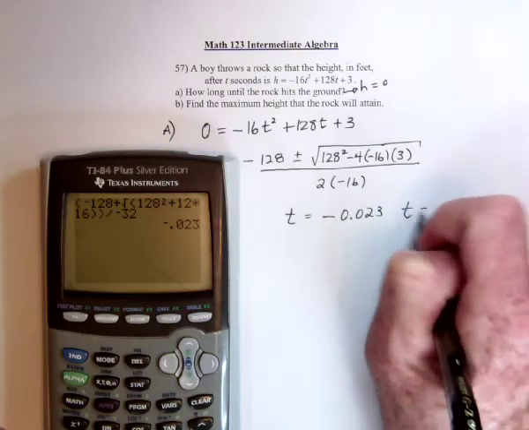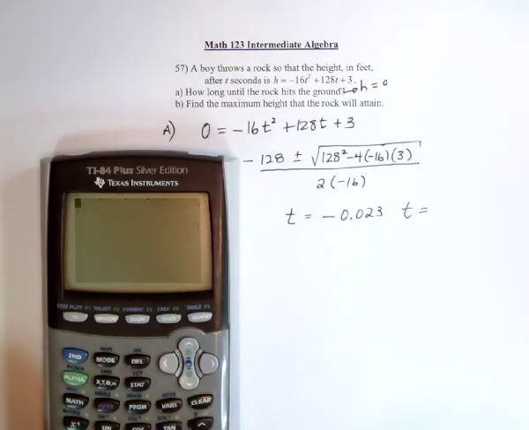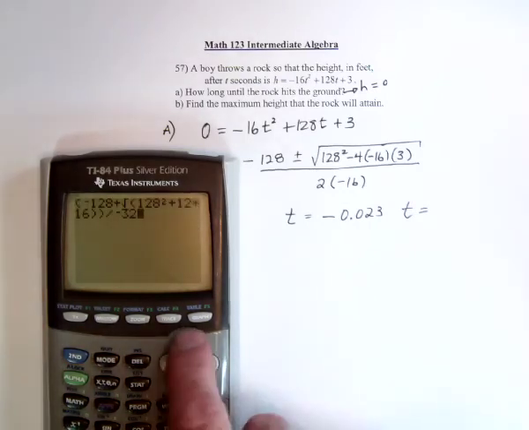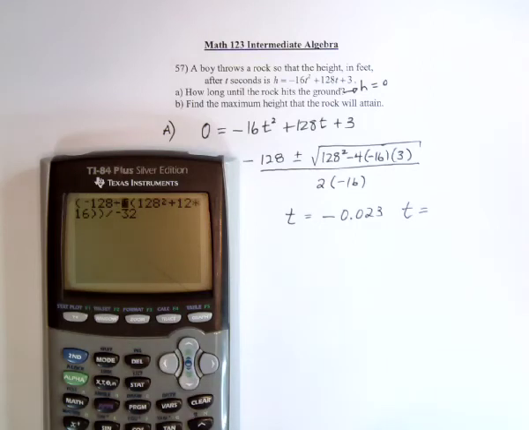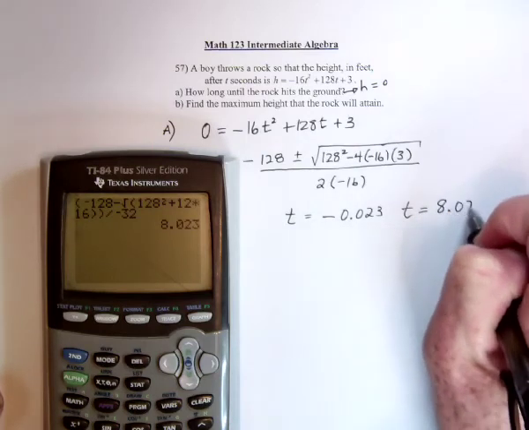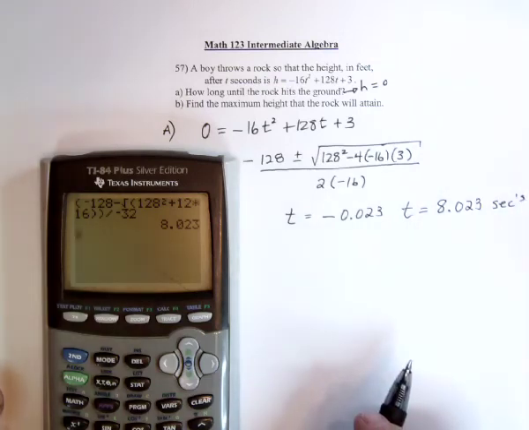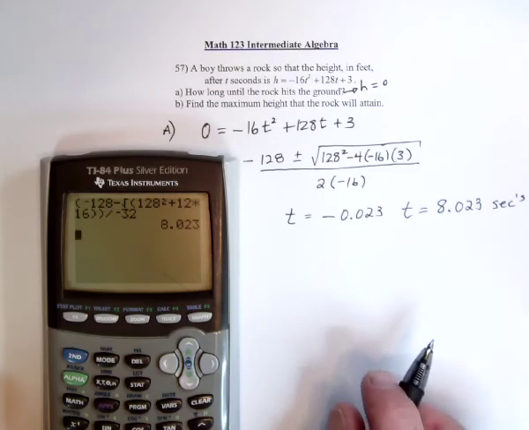which for a real life problem you can't have negative times, so we're going to throw that one away. We need the other one. So if I get this back and just change this to subtraction, then that should be the positive answer. 8.023, and then that's in seconds. Wow, that seems sort of unrealistic. To have a boy throw a rock and it stays in the air for 8 seconds? That's going to be a major league pitcher right there.